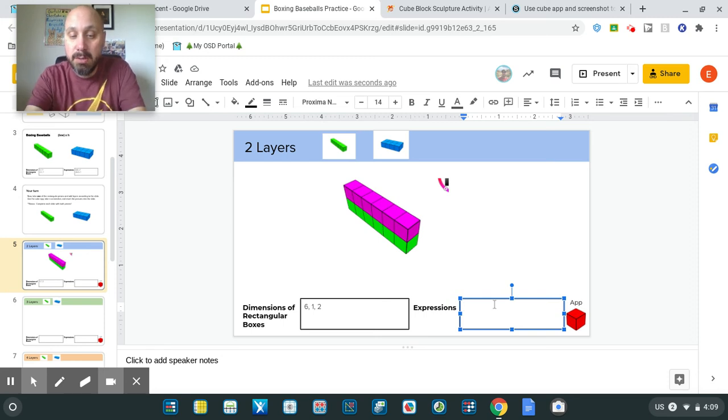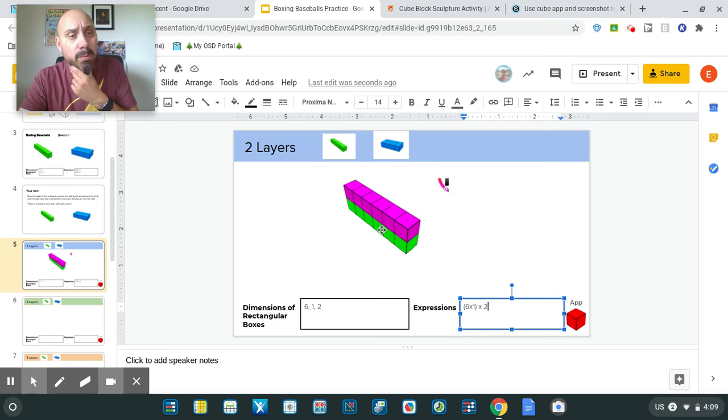So my expression, parentheses, shift 9, is a 6. I'm looking over here. I can just look at my dimensions here. Times, or by, 1, close parentheses, times 2. My height is 2 now. So if I wanted to solve that, I would say, what is 6 times 1 times 2? 6 times 1 is 6. 6 times 2, double it, it's 12.